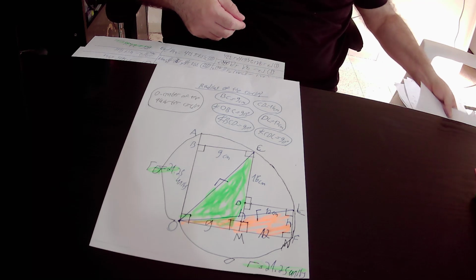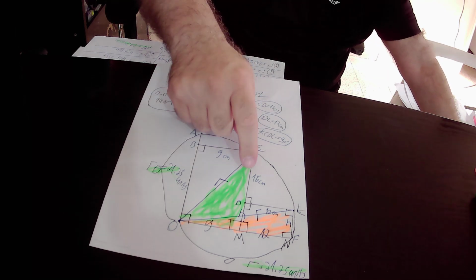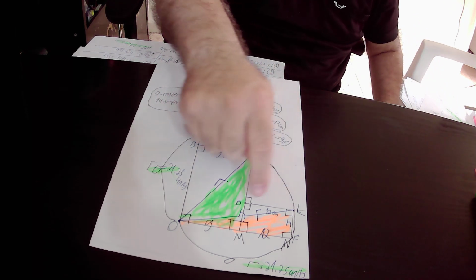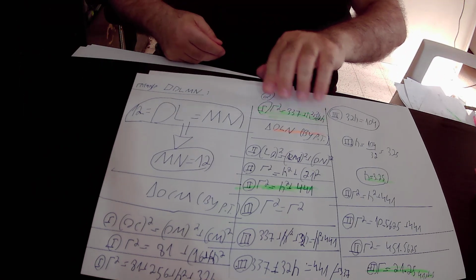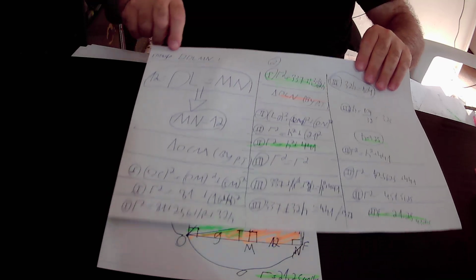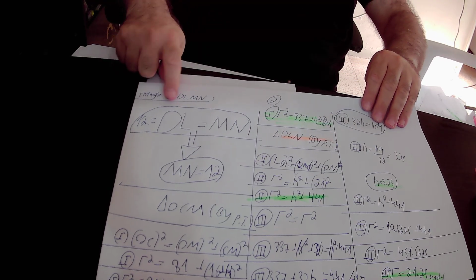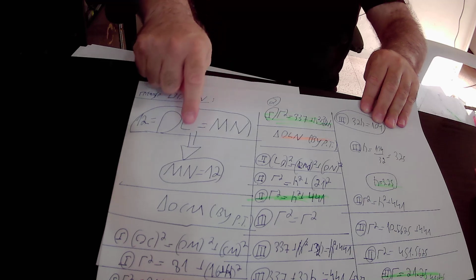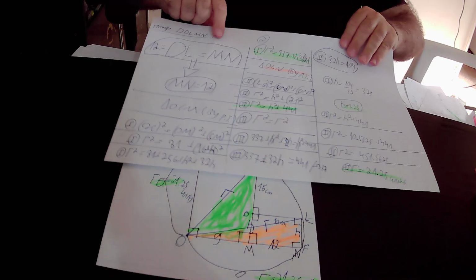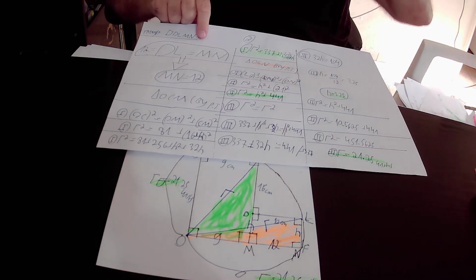Likewise, according to the rule that the opposite sides of a rectangle are equal to each other, we get that DL equals MN. But according to what is given in the question, DL equals 12 units. So you can write here that DL equals 12, and from this equation 12 equals DL equals MN, we derive that MN is also equal to 12 units.